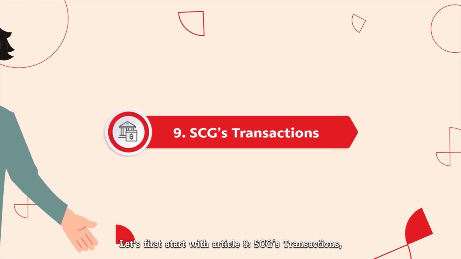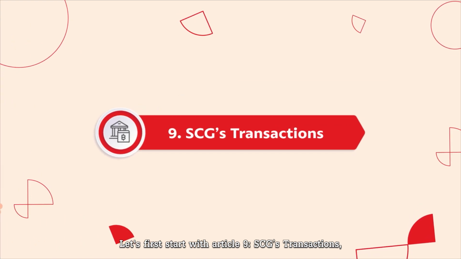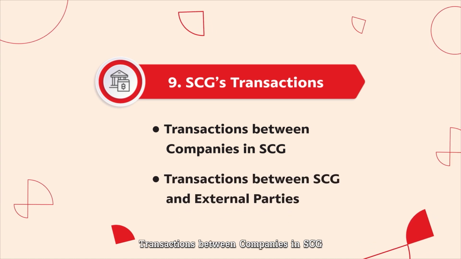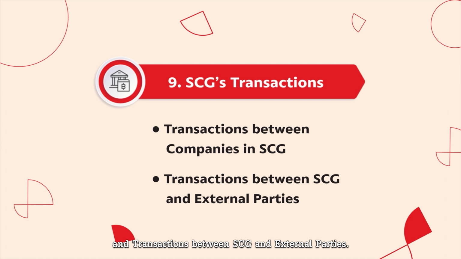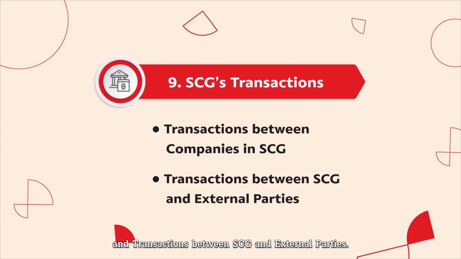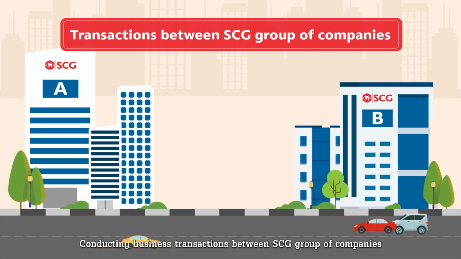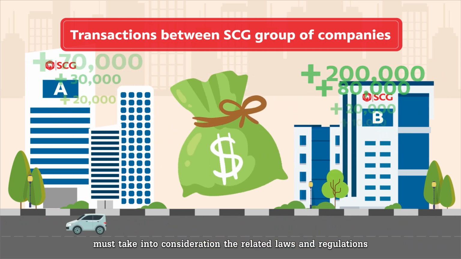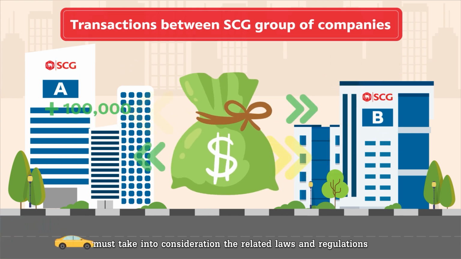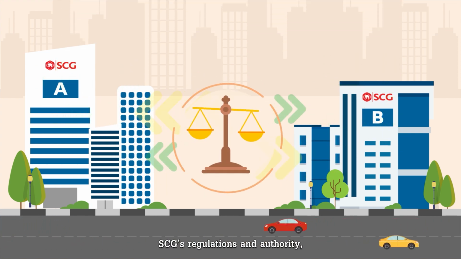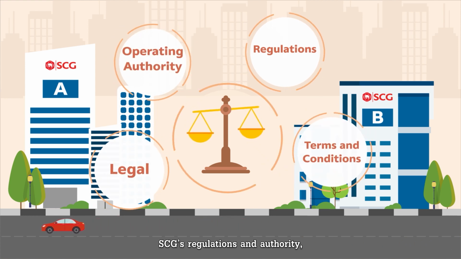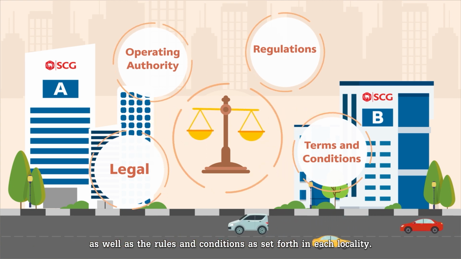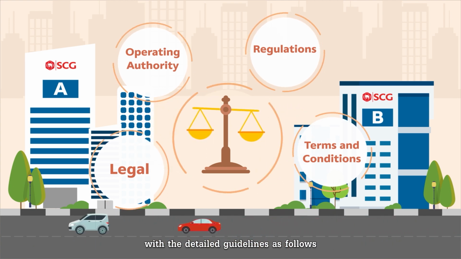Let's first start with Article 9, SCG's Transactions, which can be further classified into transactions between companies in SCG and transactions between SCG and external parties. Conducting business transactions between SCG groups of companies must take into consideration the related laws and regulations issued by government agencies, SCG's regulations and authority, as well as the rules and conditions as set forth in each locality, with the detailed guidelines as follows.